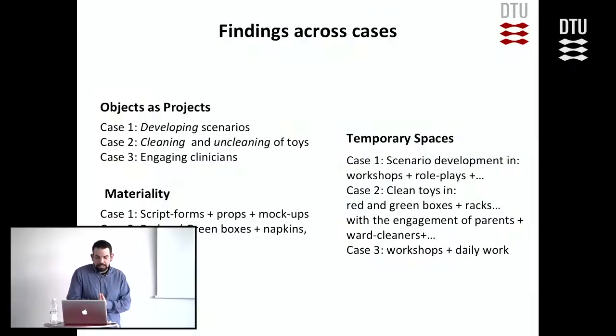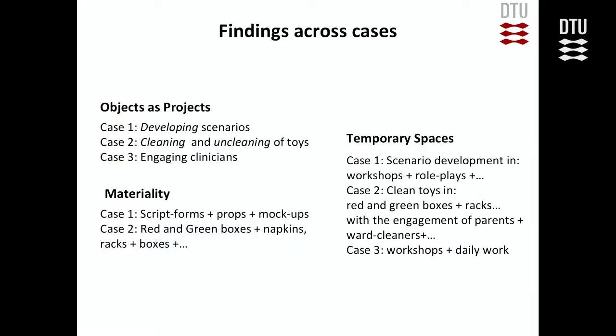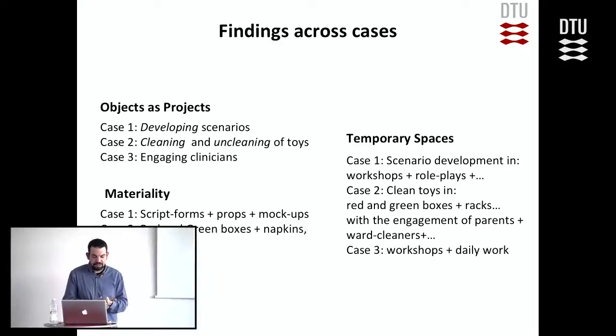Then under the category of materiality, I have placed the set of artifacts that were required for the actual use of the objects that I mentioned before. So for example, the use of script forms required the manipulation of mannequins, but also scenario-specific props that were developed at later and other stages. Under the category of temporary spaces, I have placed the spaces that simultaneously supported the development of artifacts and the reconfiguration of safety practices where those artifacts became elements. So for example, the initiation of workshops within hospitals allowed designers to come closer to the needs of clinicians, but it also allowed them to sort of intervene into patient safety practices.